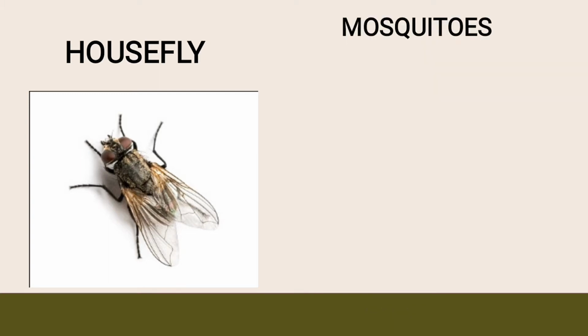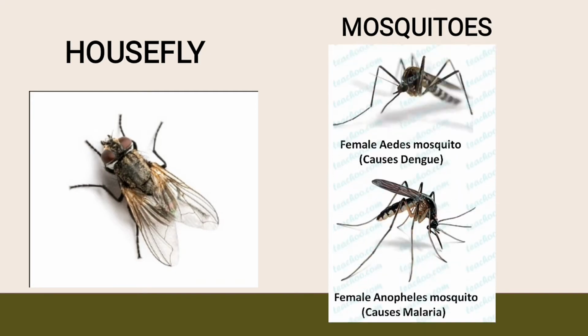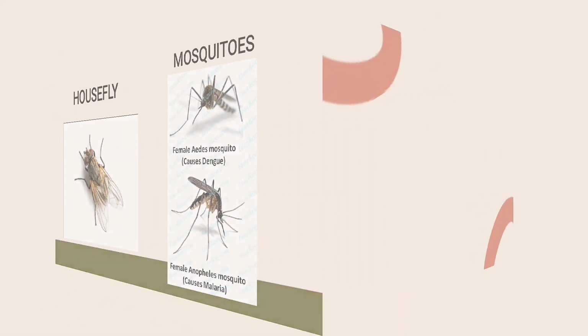The second one is mosquitoes. In the aspect of mosquito, we have two types of mosquito here. We have the female Aedes mosquito and we have the female Anopheles mosquito. The female Aedes mosquito causes yellow fever and dengue fever, while the female Anopheles mosquito causes malaria fever. So when one is bitten by a female Anopheles mosquito, it results into what? Malaria.